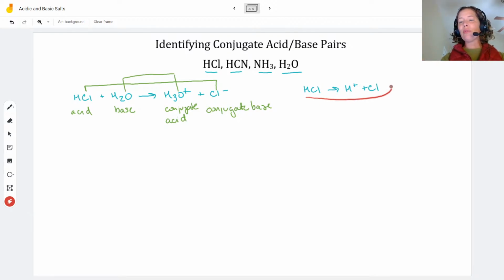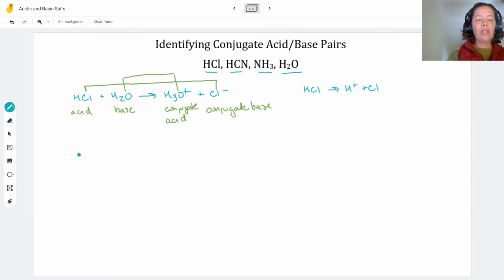So this is a case where using the simplified version of hydrochloric acid in aqueous solution is a little less helpful. Okay, so let's go on to HCN, which of course is another acid. Again, I'm putting it in water. Now, this is a weak acid. So notice I'm going to use equilibrium arrows here because we have a forward reaction and we also have a reverse reaction. All right, so this is also going to produce hydronium and it's going to produce cyanide.